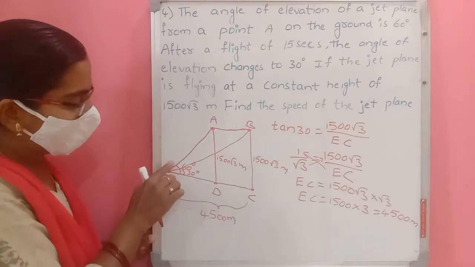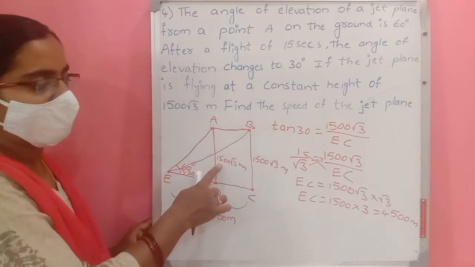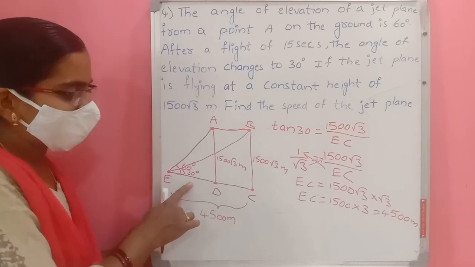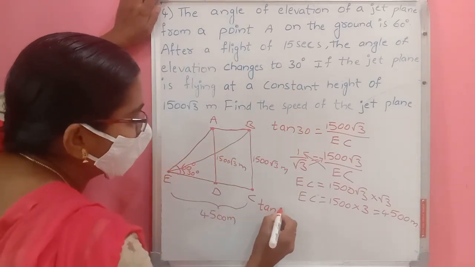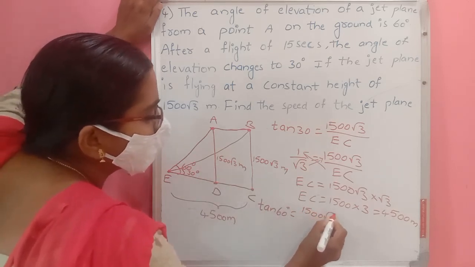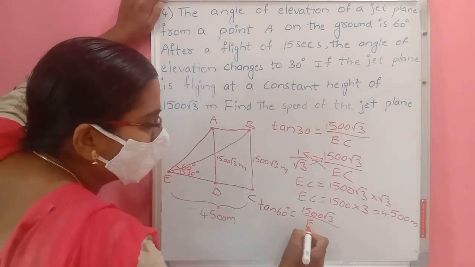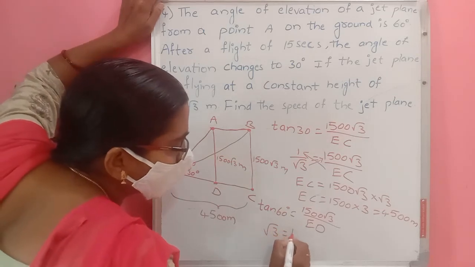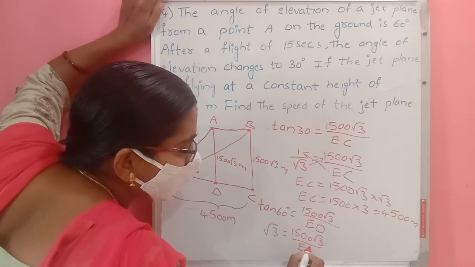Next go to triangle AED. In triangle AED we know this angle is 60 degrees. For this, the opposite side we know is 1500 root 3. Now we need ED, this distance. So this is adjacent. Again we have to go for tan. Tan 60 is equal to opposite, 1500 root 3, by adjacent, ED. Write it as ED. Tan 60 is root 3. Root 3 is equal to 1500 root 3 by ED.